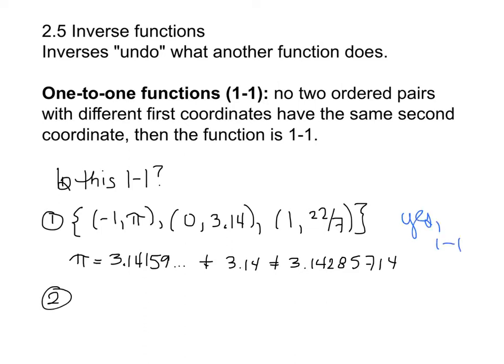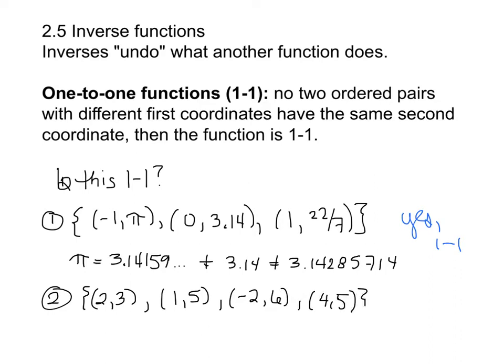If we look at the second example, which consists of the ordered pairs (2, 3), (1, 5), (-2, 6), and (4, 5), and we want to decide if this is one-to-one, again, we're checking not the x values, but the y values. Here we can see that this is not one-to-one because the value 5 repeats. So this one is not one-to-one.